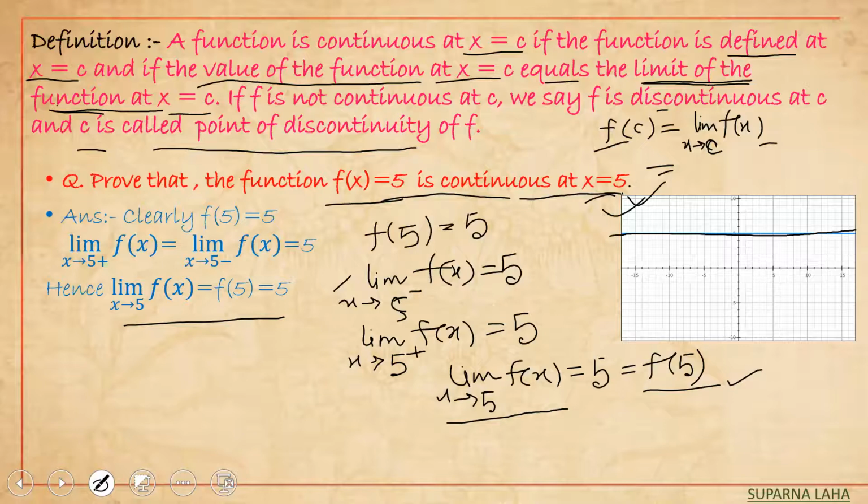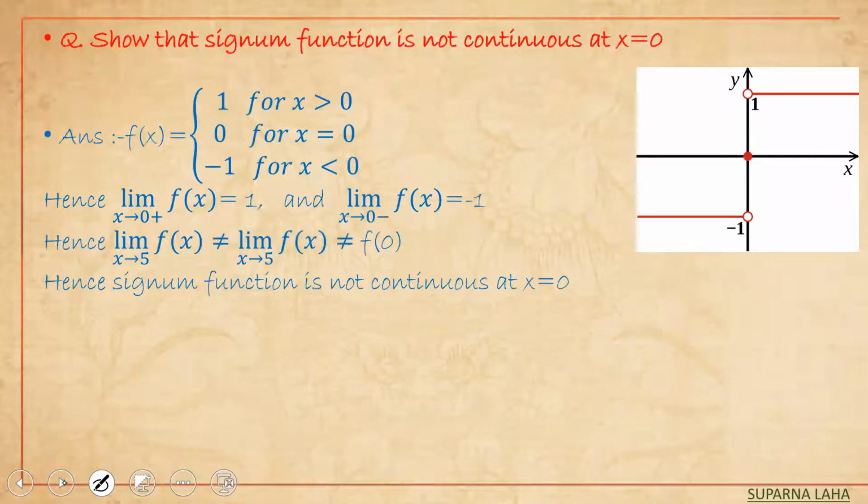Let's check another problem. Here I am taking the signum function. Now what is the signum function? For x less than 0, the value of the function is -1. For x greater than 0, the value of the function is +1. And at x equals 0, the value of the function is 0. From the graph, you can easily check whether this function is continuous at x equals 0 or not. If you want to draw this graph, you have to lift your pen. So this is not a continuous function.